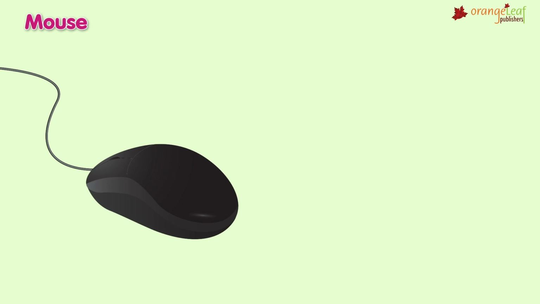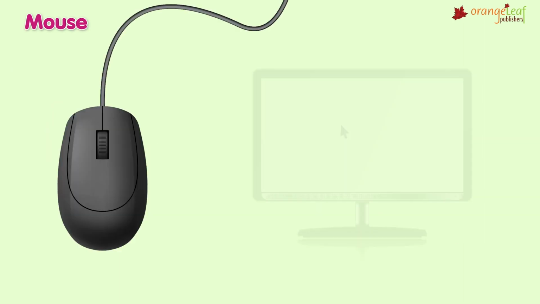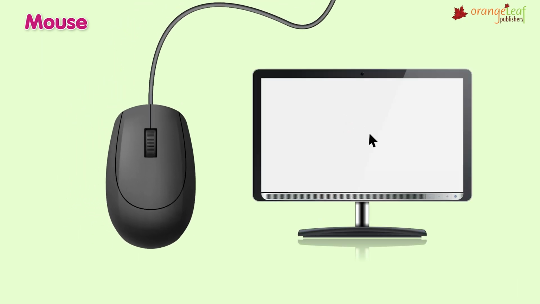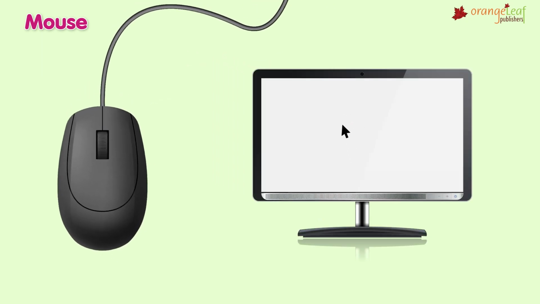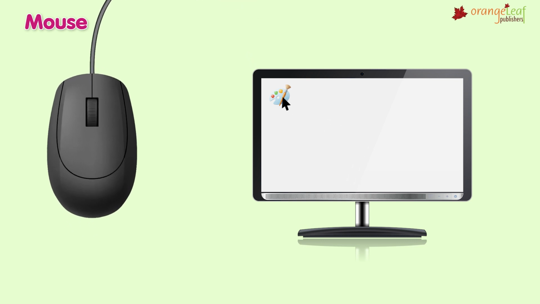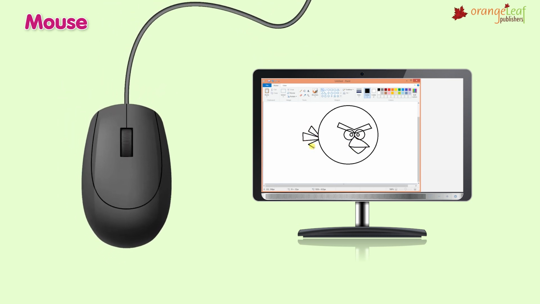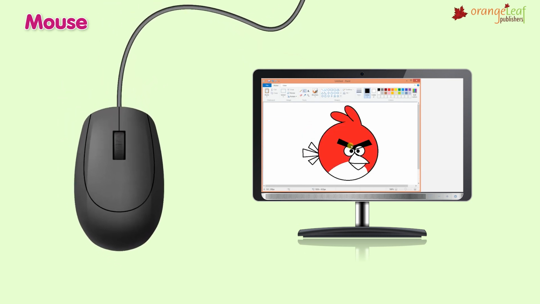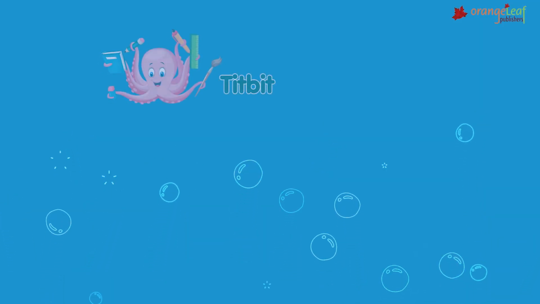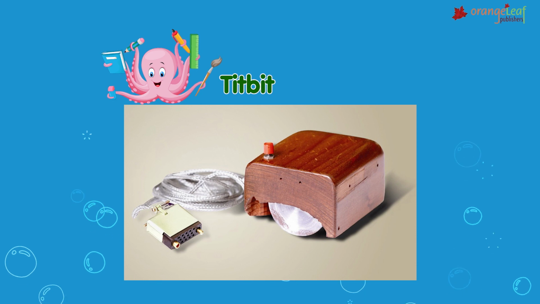Mouse. A computer mouse looks like a real mouse. It helps to move the pointer on the screen. A mouse helps to select items on the monitor. You can draw and color pictures using a mouse. Let's have a quick tidbit. The first mouse was made of wood.